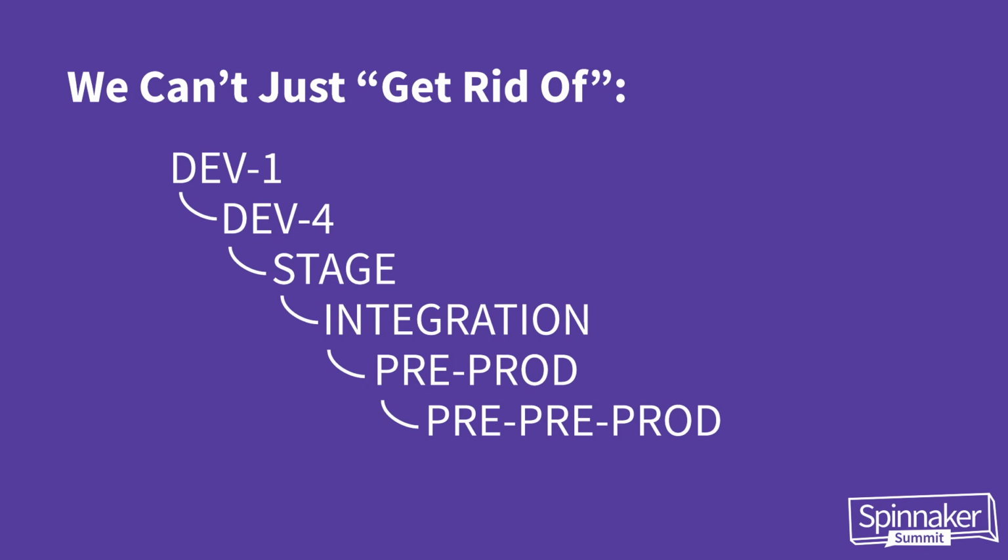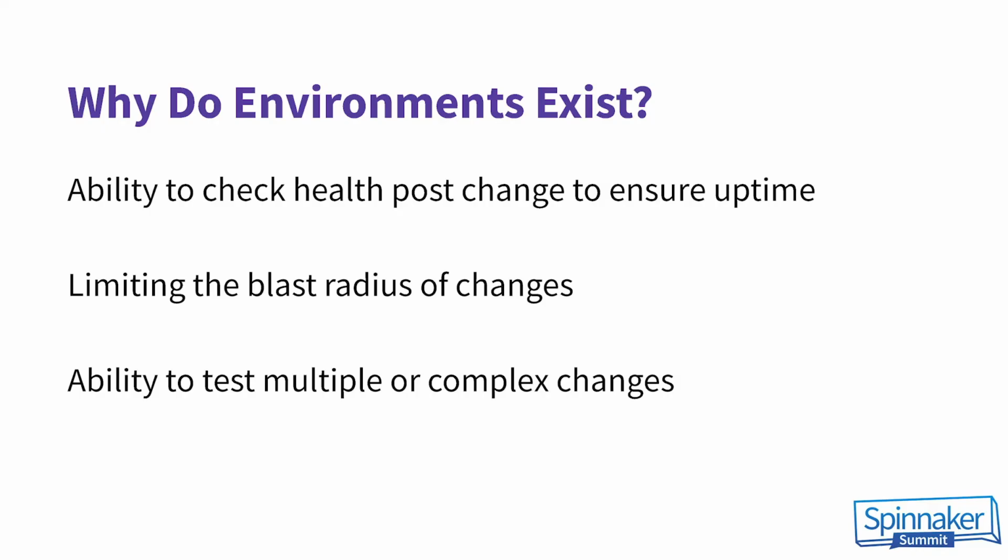The next one, we just can't get rid of dev 1, dev 4, pre-prod, pre-prod. I've seen that come up. You joke, but I've seen it come up. But why do these environments exist, right? Let's ask the fundamental question. We've done a lot of talking today. So why do these environments exist? Most likely to check the health and ensure uptime, right? You want a safe little area to deploy and minimize the blast radius. And ultimately, maybe to deploy and test multiple complex changes, right?